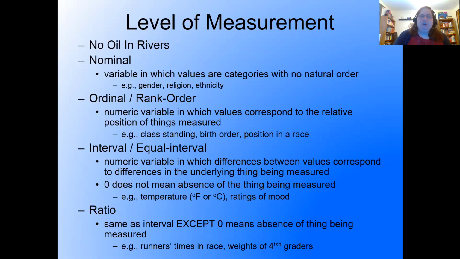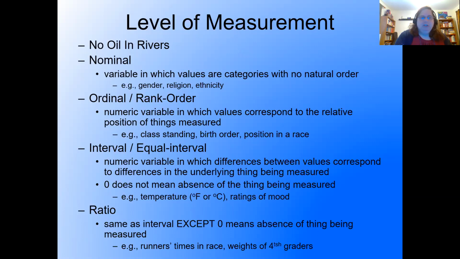So let's now talk about the next type, the next level of measurement, which does tell you that. And that's interval or equal interval. This is a numeric variable in which differences between values correspond to differences in the underlying thing being measured. Now I'm going to skip this next sentence. I'm going to read it to you, but we're going to come back to what it means in a minute. And that is 0 does not mean absence of the thing being measured. We're going to come back to that.